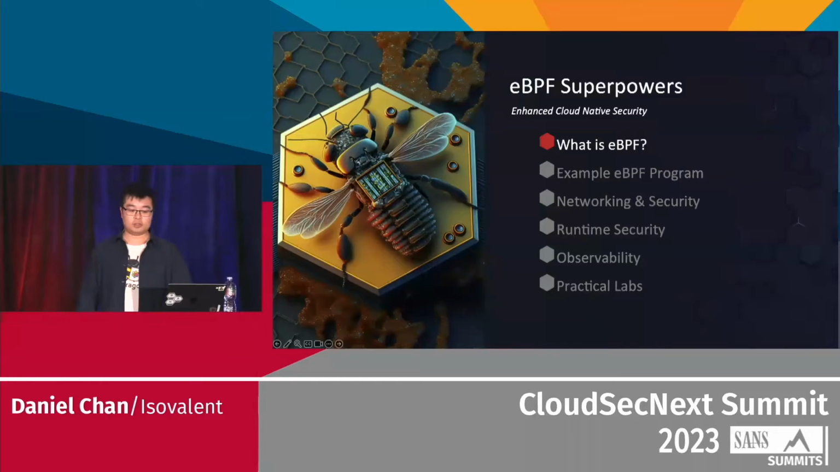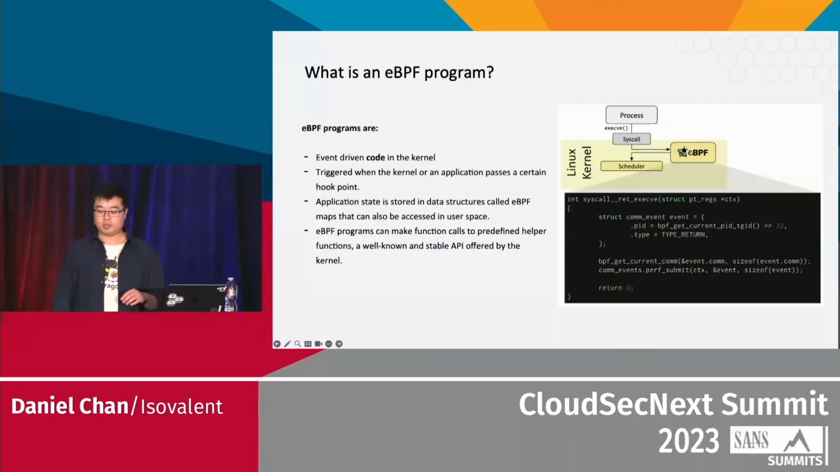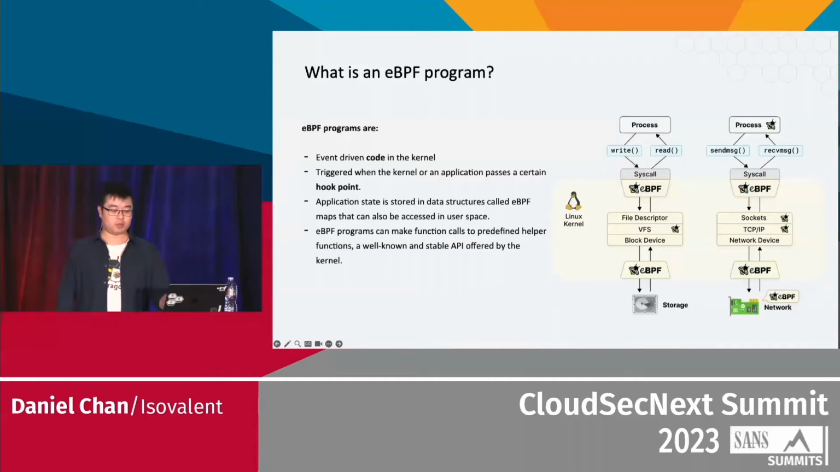All right, so that's kind of how we got here. That's why we need eBPF. Let's go over really quickly what eBPF is. eBPF is event-driven code that runs in the kernel that gets triggered when the kernel or an application passes a certain hook point.